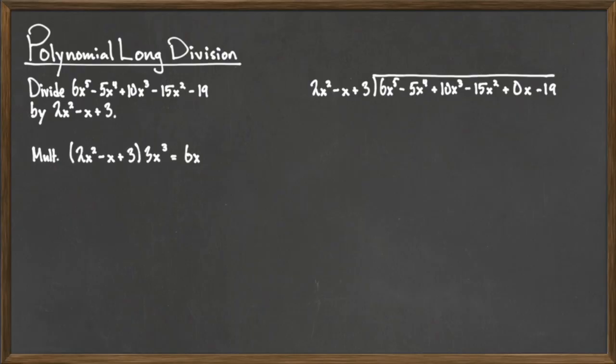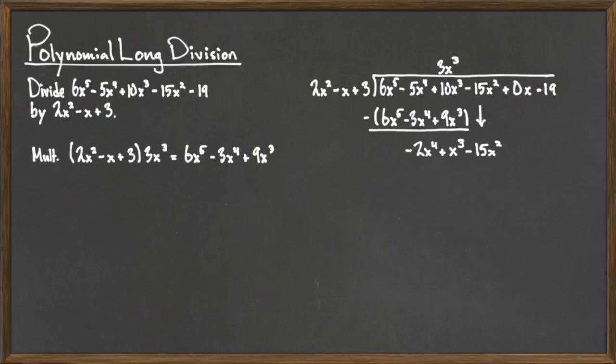And we can see that that product is going to give me 6x to the 5th minus 3x to the 4th plus 9x cubed. It doesn't matter that I have other terms showing up like that minus 3x to the 4th and plus 9x cubed. What matters is that I multiplied by 3x to the 3rd and it forced a 6x to the 5th to be present. So just like before, I'm going to take that new term, 3x cubed, and I'm going to write it above the division bar, and then I'm going to subtract this product. Once I do that, I'm going to end up with negative 2x to the 4th plus x cubed, and then I'm going to bring down that minus 15x squared.